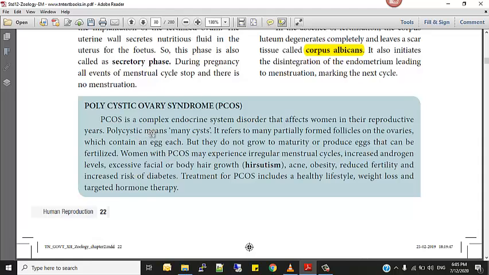If the menstrual flow is not proper, then it can indicate two possibilities. One is pregnancy and the other one is some disorder. One of the disorders is polycystic ovary syndrome, PCOS, or you can say PCOD also. You can tell it as a disorder, and a syndrome also. Okay, so PCOS is a complex endocrine system disorder. It's a disorder that affects a woman in her reproductive years. Polycystic means many cysts. It refers to many partially formed follicles.